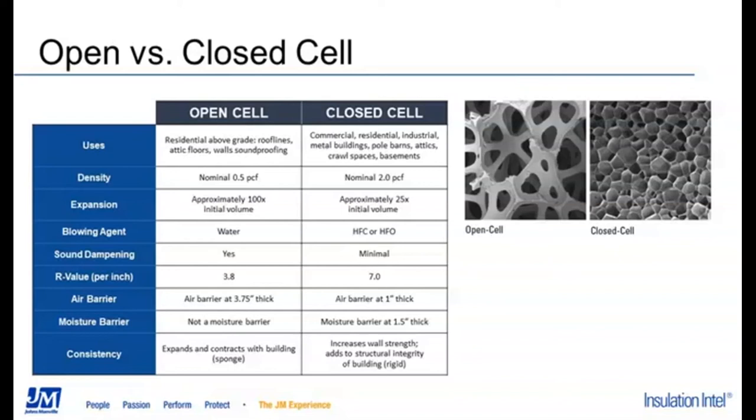The difference between the two is that the open cell is very light. It's about 0.5 pounds per cubic foot, so it's very soft, and you can actually just put your finger right through it, whereas closed cell foam is very dense, and if you put your finger on it, it would be hard and you could almost feel it knock. When you're creating this, the open cell expands 100 times its initial volume, whereas closed cell is only 25. The blowing agent for open cell is pretty basic, it's water. But now we look at the closed cell, and this is where we get that higher R value. It is going to be either an HFC or an HFO, and I'll get into that in a little bit more. Just different types of blowing agents. Each one of these has its own physical properties that provide air barrier, moisture control, and different types of consistencies.